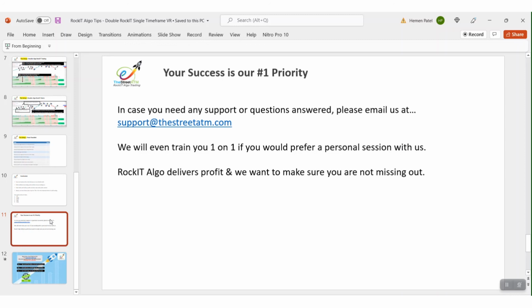RockIT Algo is designed to deliver profit. So, if you manage and strictly follow the signals, there's no way you'll be in a loss at the end of the month or end of the week. Your P&L will always be positive.